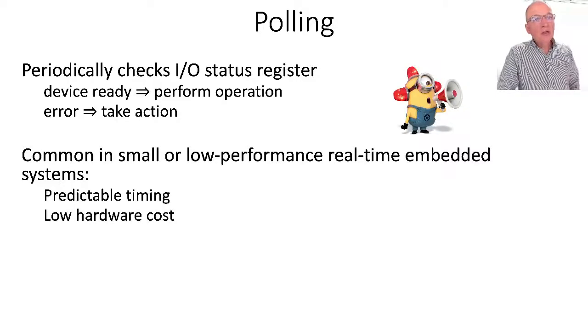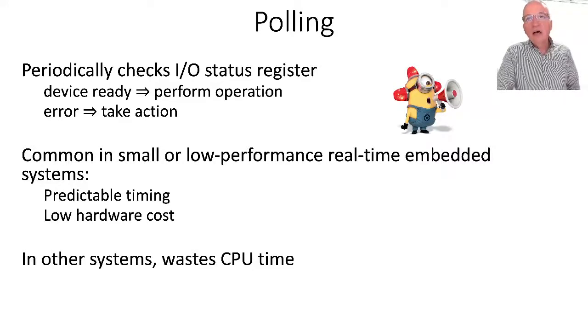When you want a low hardware cost, you're also going to be using polling. In other systems, polling is going to be wasting CPU time, because the CPU stops what it's doing to go and check on an I/O device when the I/O device is not ready to be checked yet.